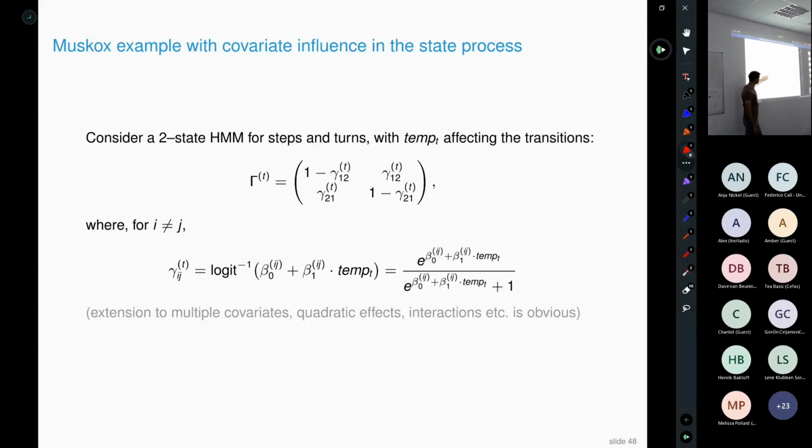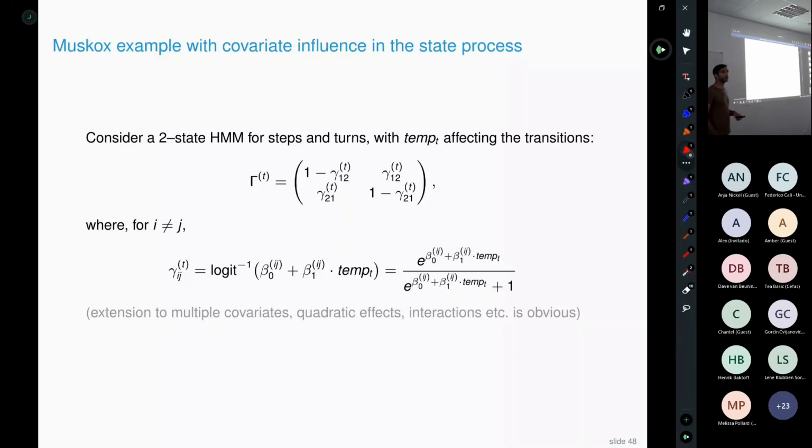You have a linear predictor, and then you have a transformation, so that in the end you end up with a probability. And in this case, the probability is simply the probability of switching from one state to another. And then in this linear predictor, you can have anything: temperature, time of day, temperature with a quadratic effect, random effects, interaction terms, whatever you like.